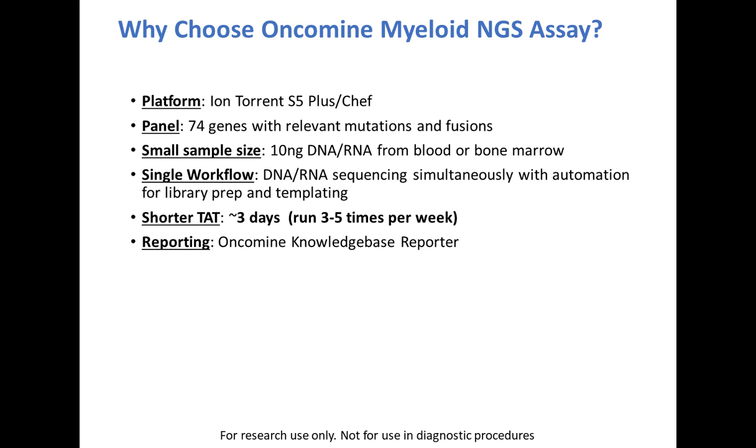Firstly, it's the affordable platform with iron-tolerant S5+ and Chef. Secondly, there are 74 genes with relevant mutations and fusions. Another reason is the small sample size. We can use 10 nanogram of DNA and RNA from blood or bone marrow. Another reason is the single workflow. We process DNA, RNA sequencing simultaneously with automation for library prep and templating.